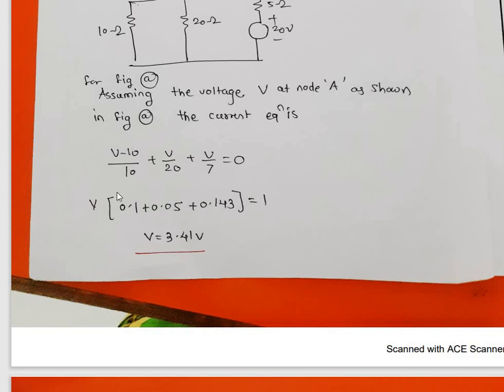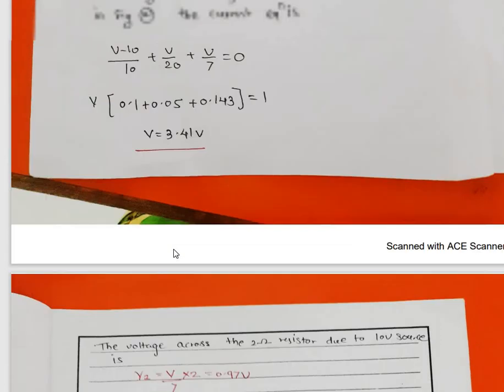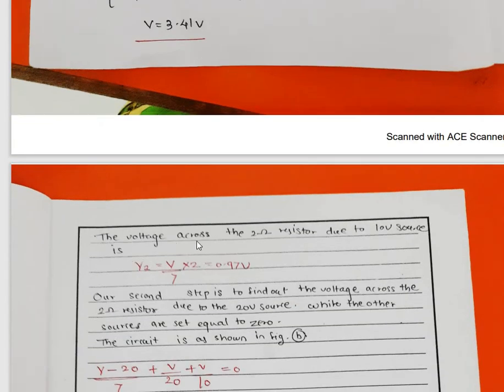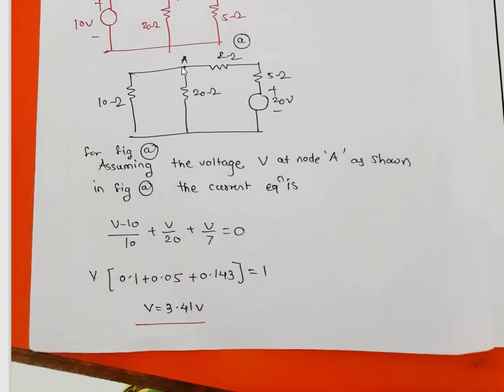In this short video I am not supposed to waste my time in the actual mathematical substitution and solving of simple equations. That's why I am directly writing the resultant expression and then the ultimate value of V. Now in this case, the voltage across the 2 ohm resistor due to the 10 volt source, V2, I am writing, is equal to V into 2 divided by 7, that is the total resistor, with this V potential.